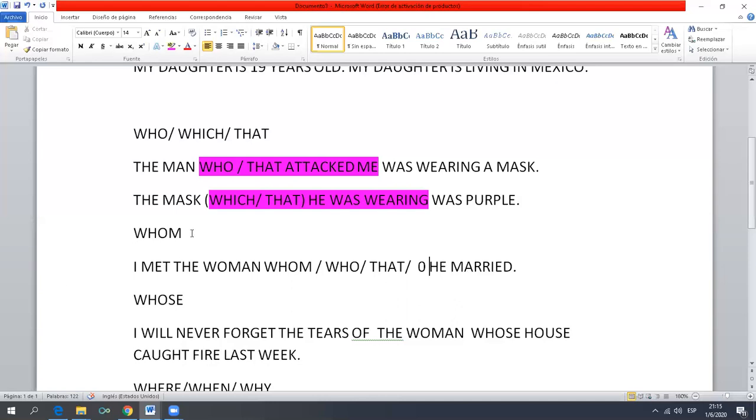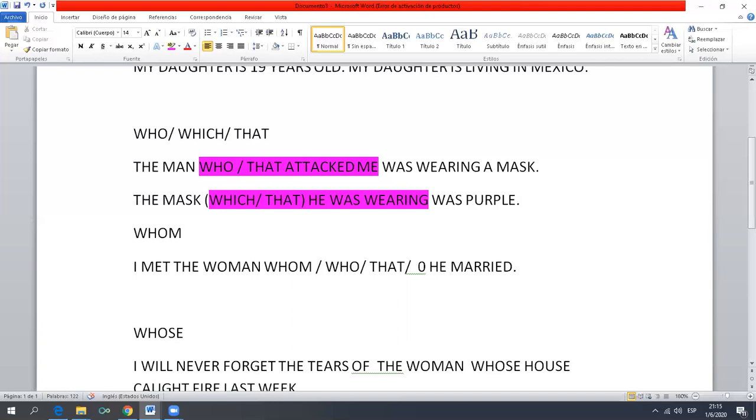So whom is quite formal, and we, let's say, restrict the use of whom to those cases where there is a preposition involved. For example, that is the girl for whom I bought the sweater. If you have a preposition here, there's no way out, you need to use whom.